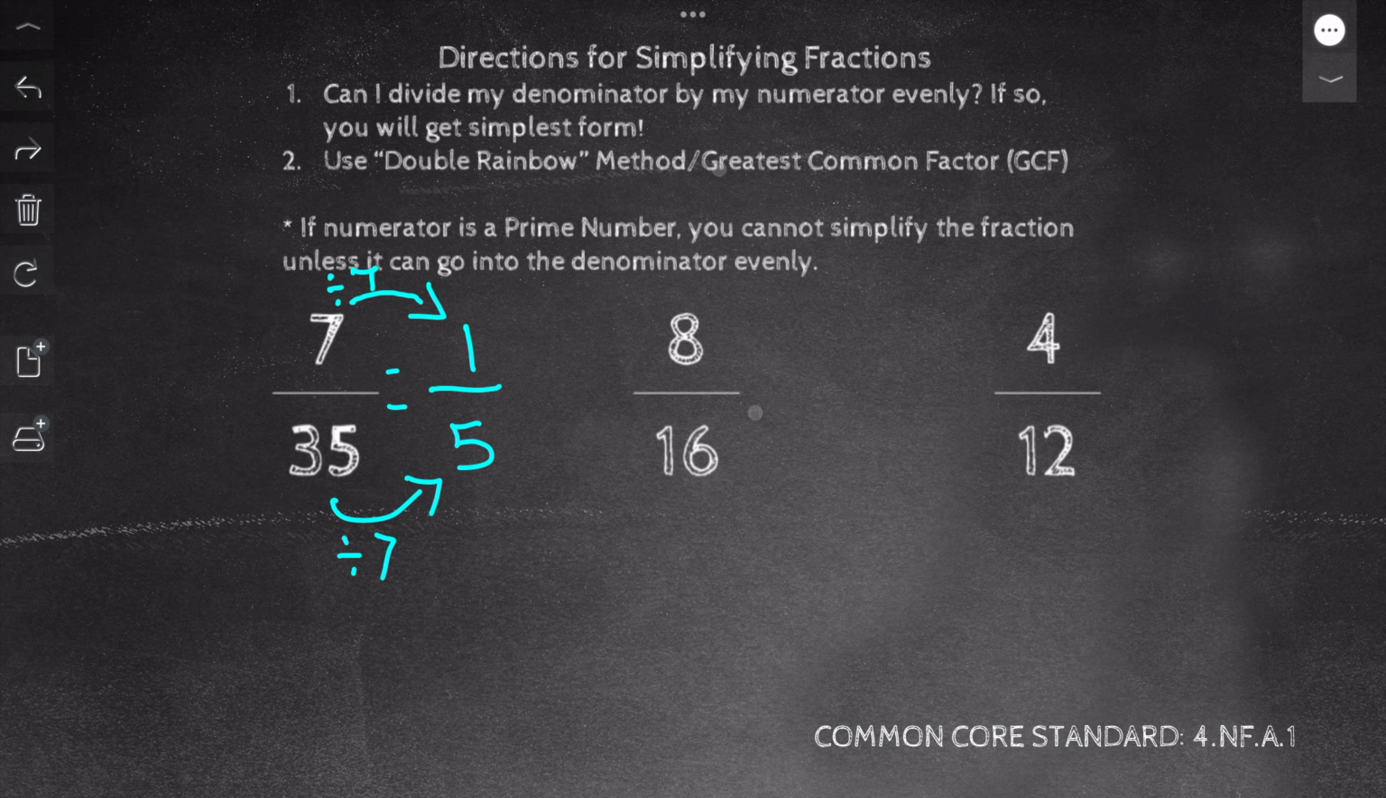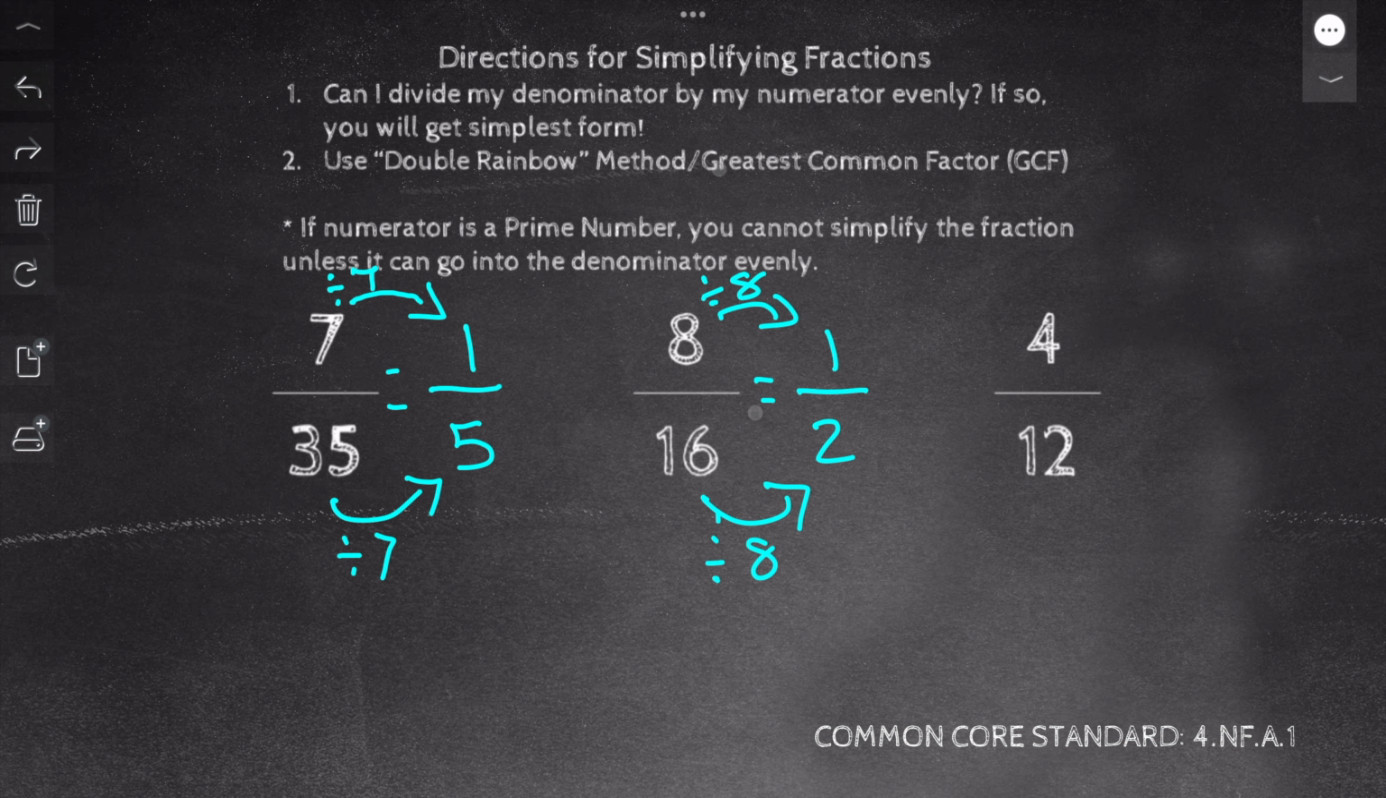Let's take a look at 8/16. See if you can solve that problem. Pause the video now. So for 8/16, I see that 8 can go into 16 evenly. So 16 divided by 8 equals 2. And then 8 divided by 8 equals 1.